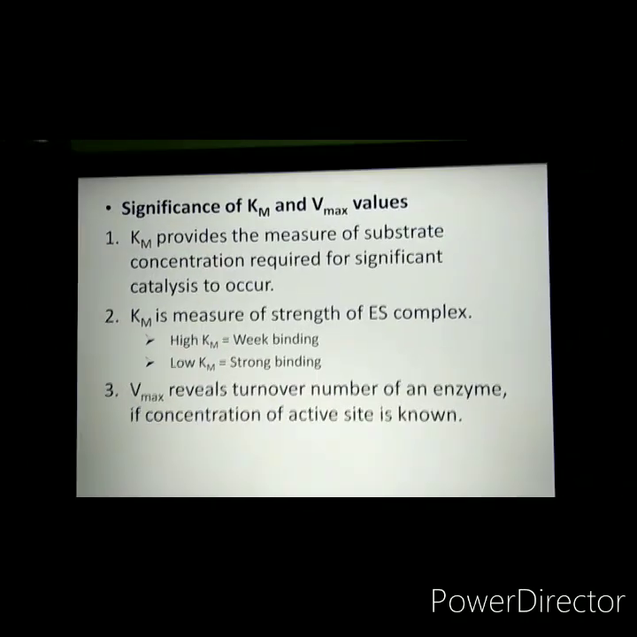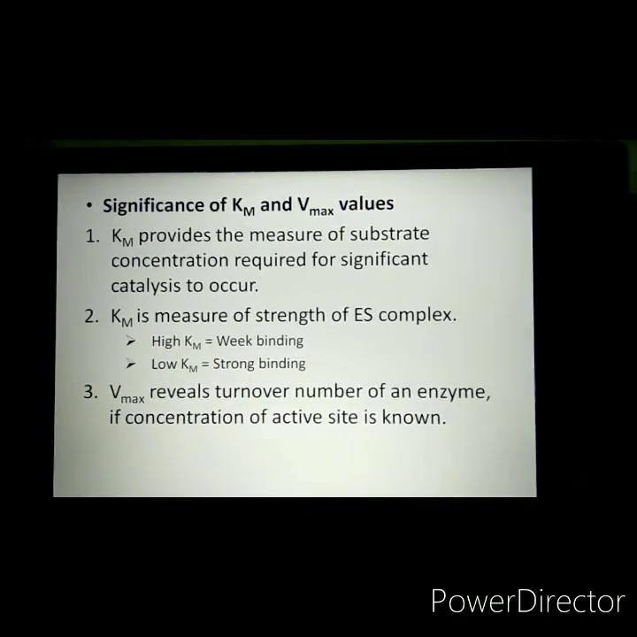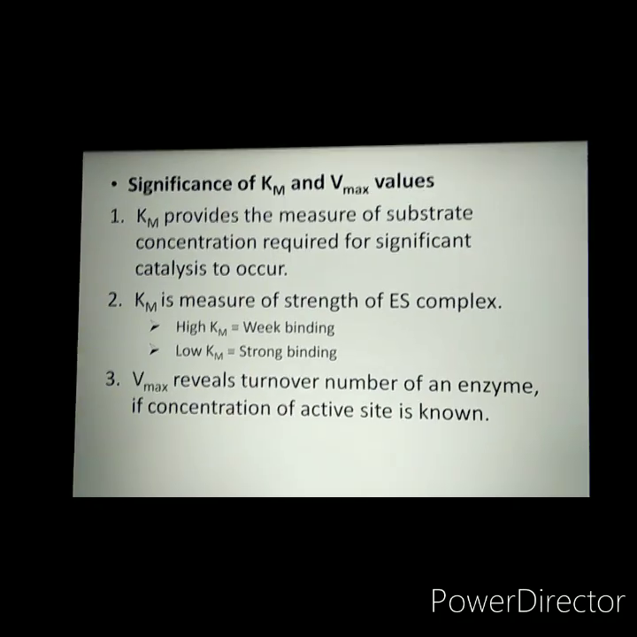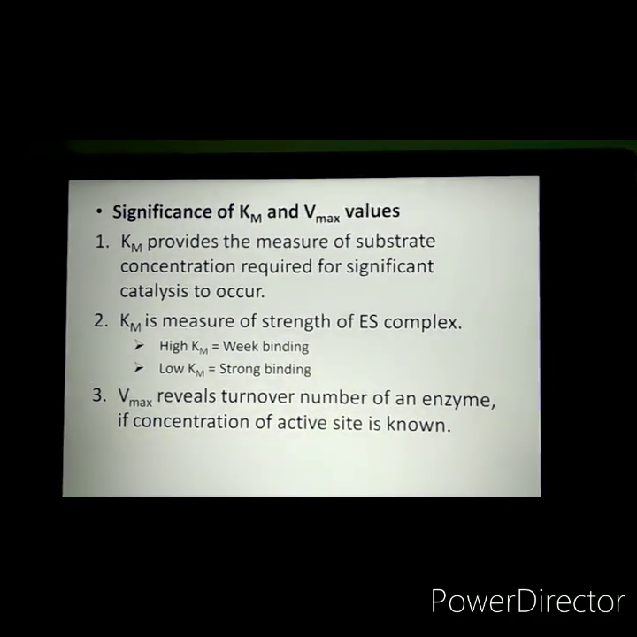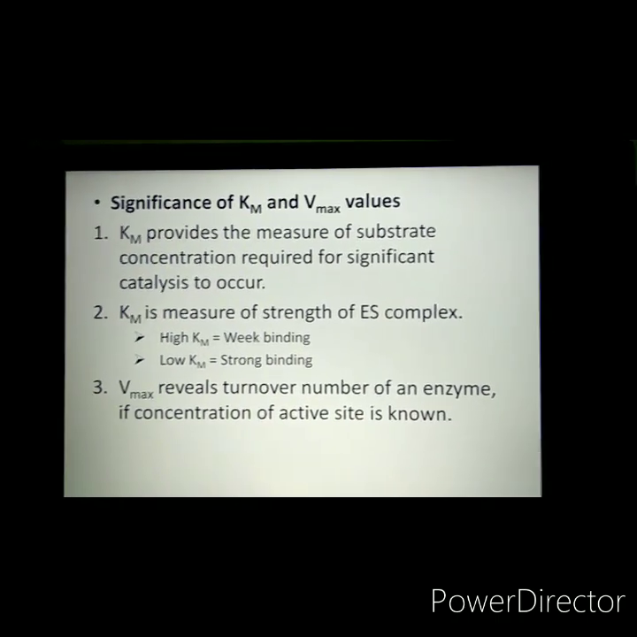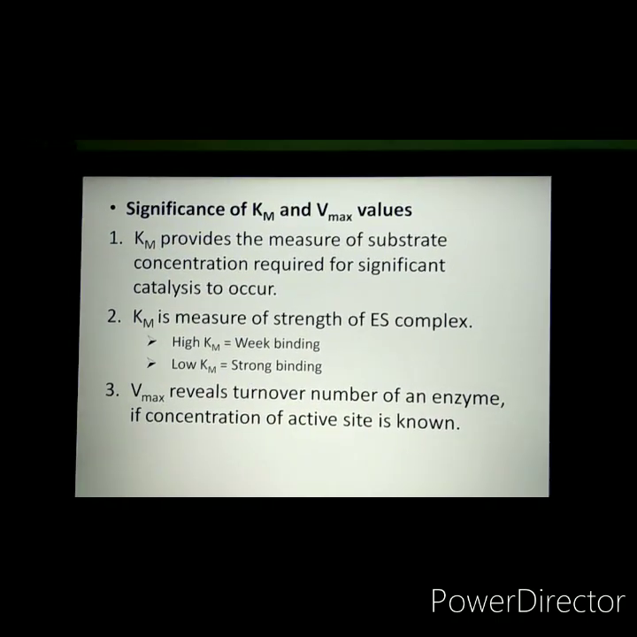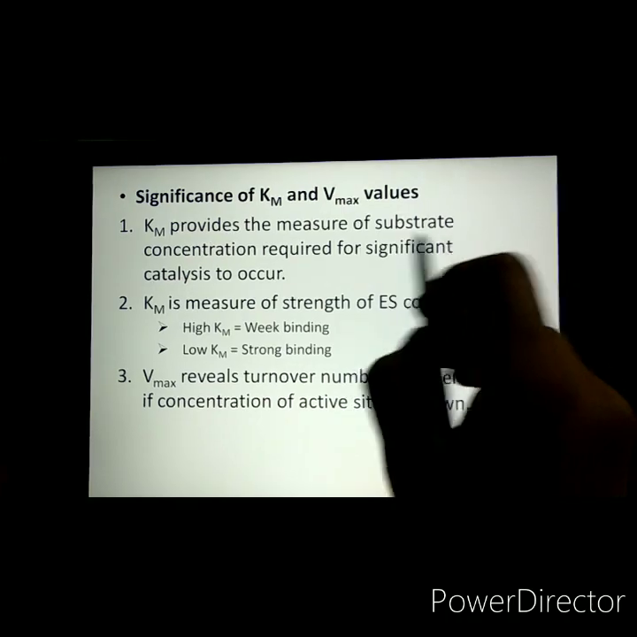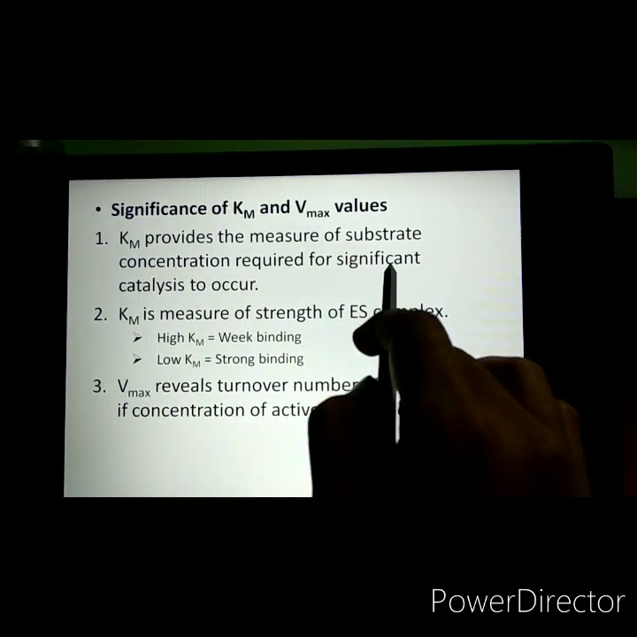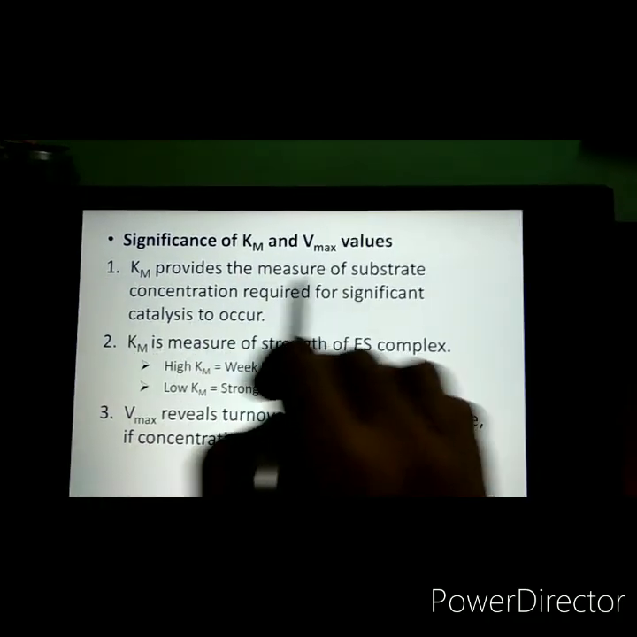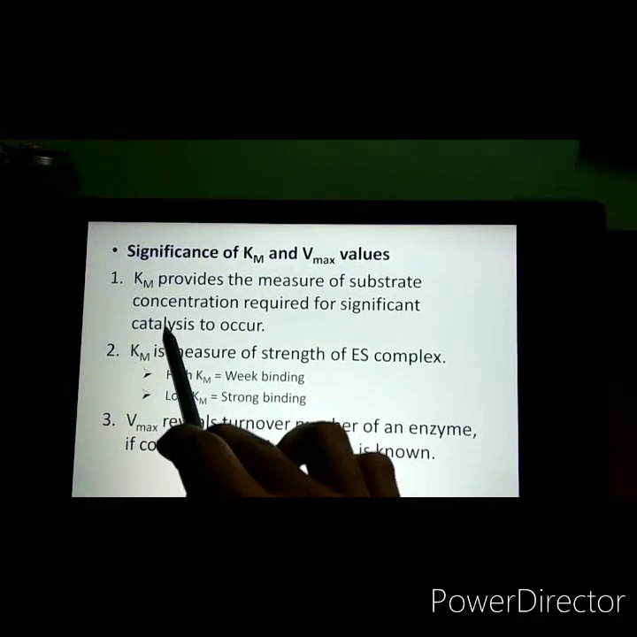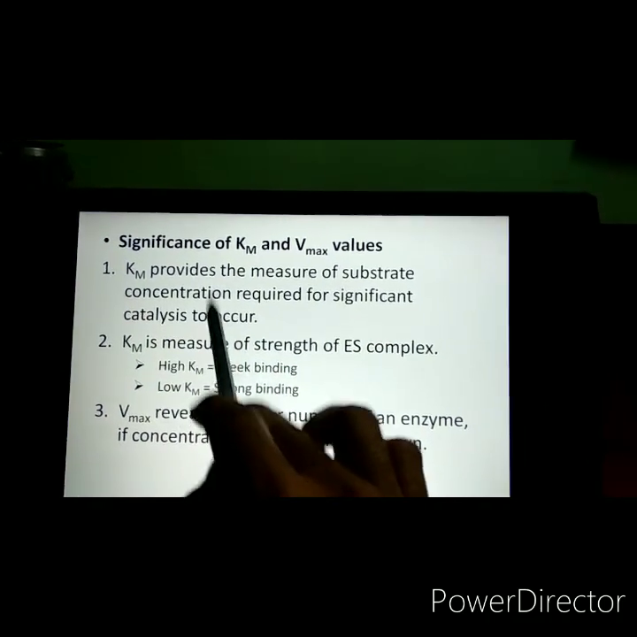Now we will see what the significance of these Km and Vmax values is. As we know, Km is the Michaelis constant and Vmax is the maximum rate velocity. So Km provides a measure of the substrate concentration required for significant catalysis. The Michaelis constant depends on substrate concentration in order to carry out effective catalysis.